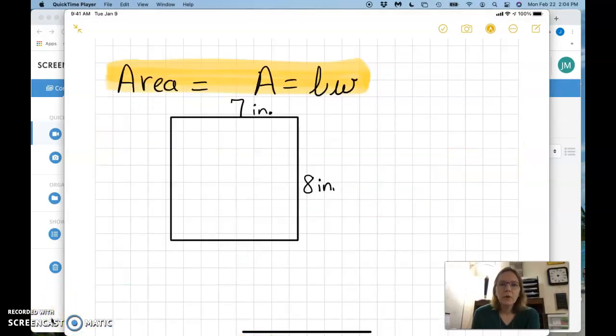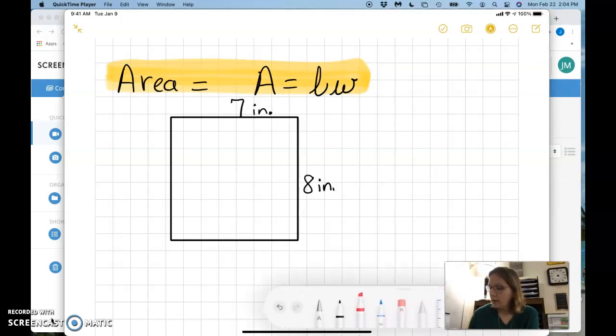Okay, the last formula for your note card is going to be this formula that I've highlighted in yellow. So you're going to write area equals, A equals L times W, length times width. Okay, and here's an example. I have a rectangle that's 7 inches long by 8 inches wide. And I need to find out what is the area of this rectangle.